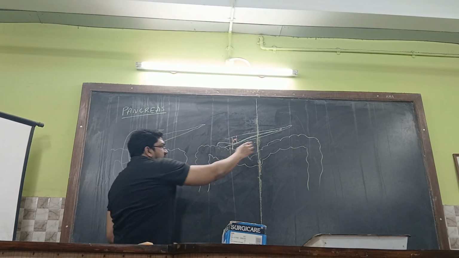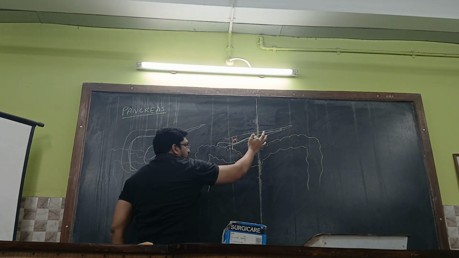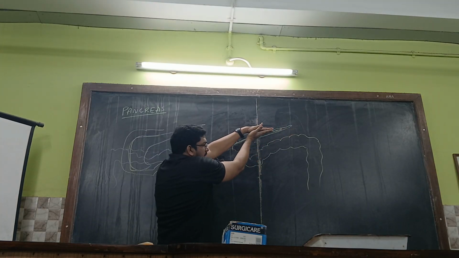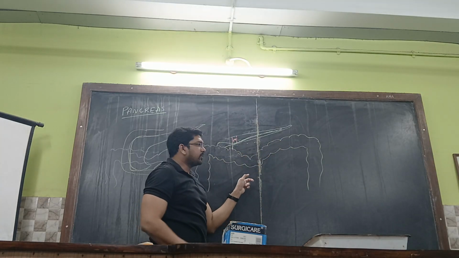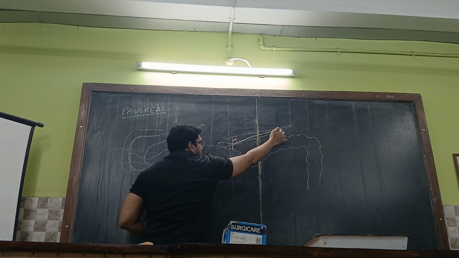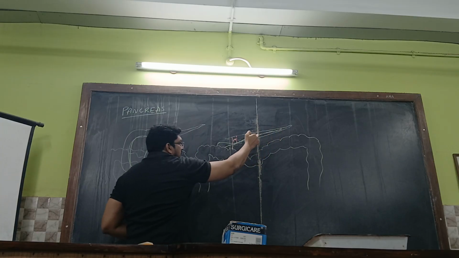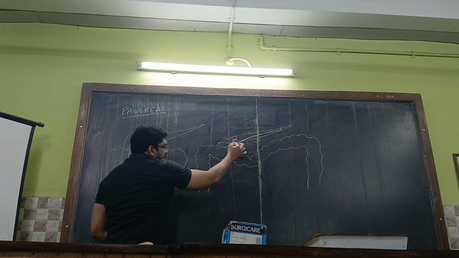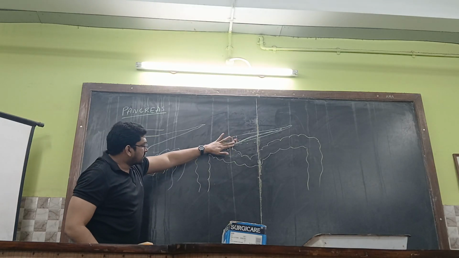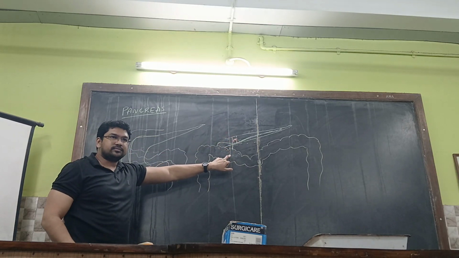So this is the root of the transverse mesocolon, from which the two layers will come over here and will be holding this transverse colon. Getting it or not? So this root is extending all the way from the anterior border of the body of the pancreas, and then goes towards the lower border of the neck of the pancreas and goes further over the head of the pancreas. Getting it or not?